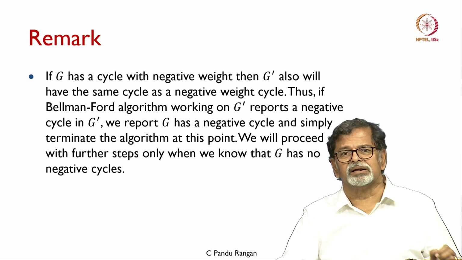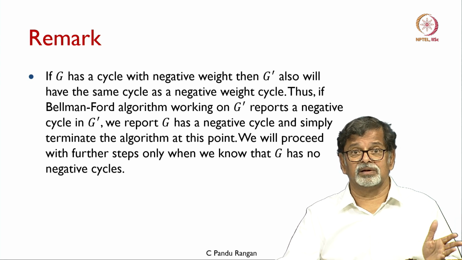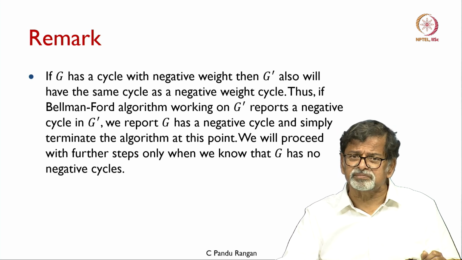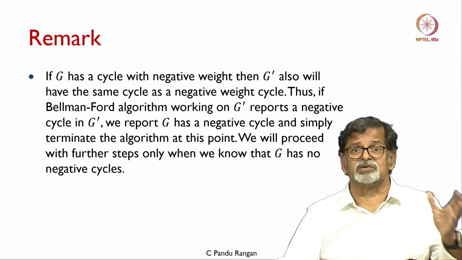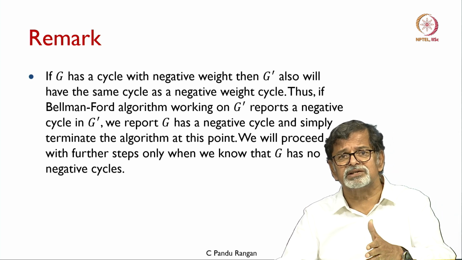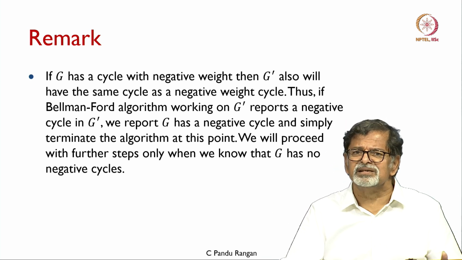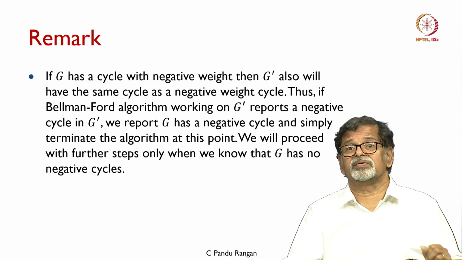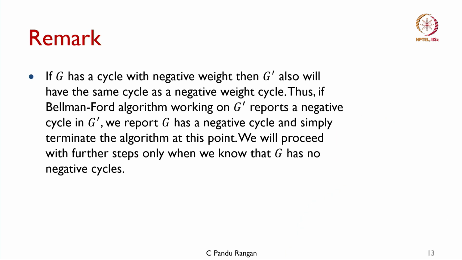As a final remark, if the original graph has any negative cycle, that can be detected by the Bellman and Ford algorithm. In G dash also the same negative cycle will continue to exist. Since we are running Bellman and Ford on G dash, we would have detected that negative cycle and we can exit there itself without any further work. If the graph has no negative cycle, we proceed further with the transformation and solve the problem efficiently.